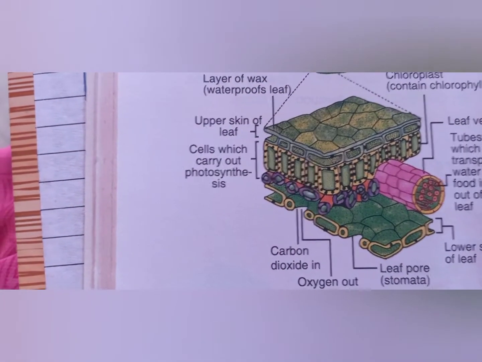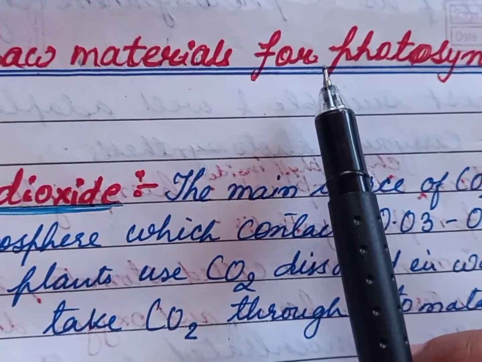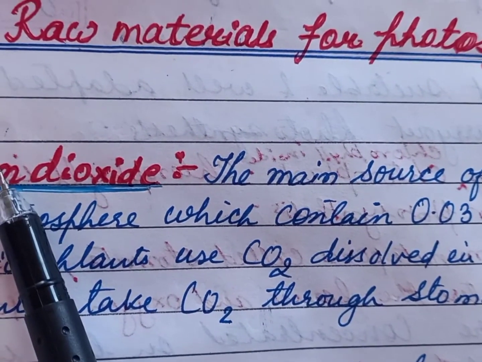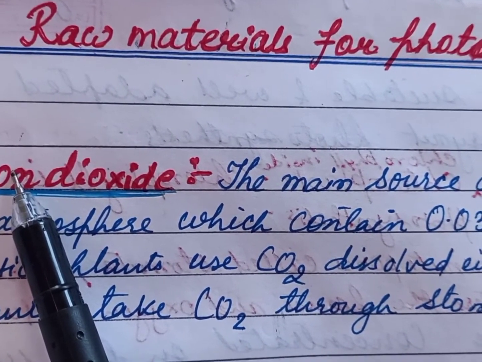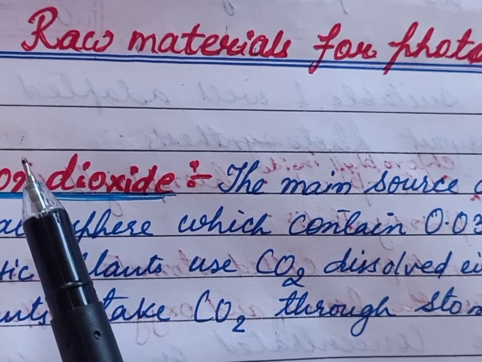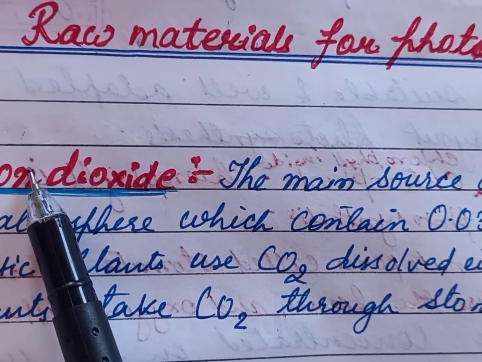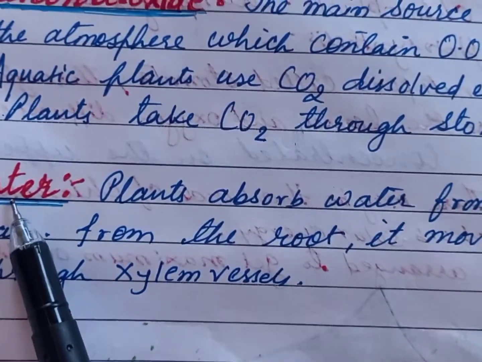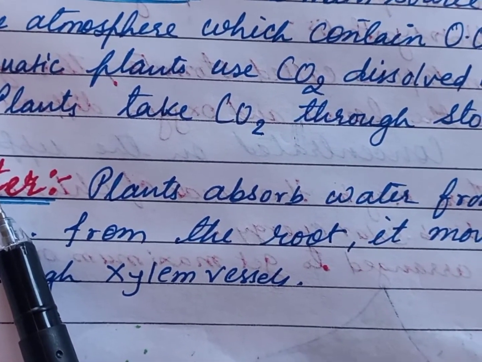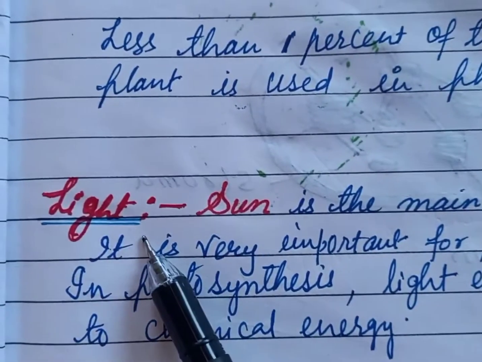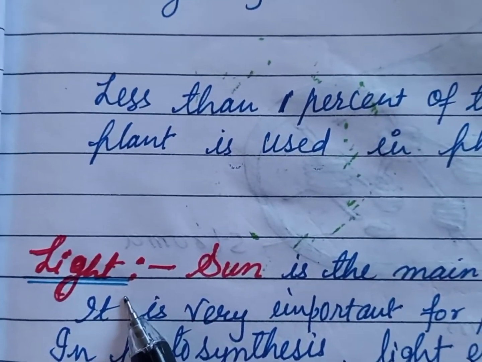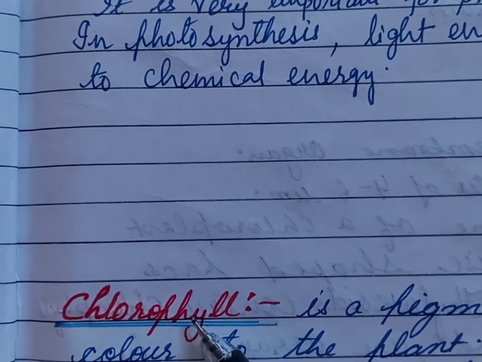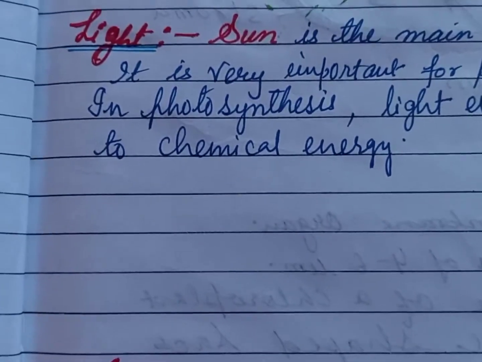See what are the raw materials needed for photosynthesis. Four raw materials are needed: carbon dioxide, which is absorbed from the atmosphere and goes inside the leaf through the stomata present on the leaf surface; then water, which is absorbed from the soil through the root system; then light, which the plant gets from the sun; and chlorophyll, which is present in the chloroplast of the leaf.